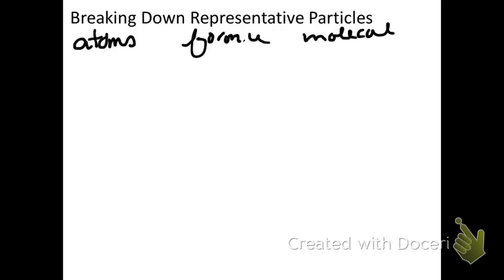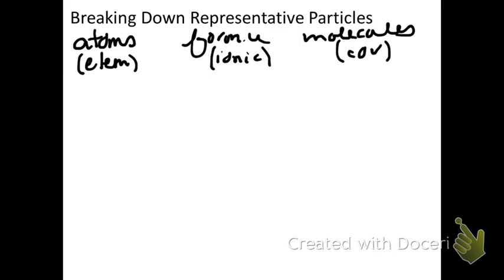Now, this is the meat of this. If you can understand how to break down a representative particle, you'll be doing much better off than your peers this year. The 3 representative particles were the atoms, the formula units, and the molecules. Those are your 3 representative particles. Now remember, formula units are for ionic, molecules are for covalent, atoms are for elements.